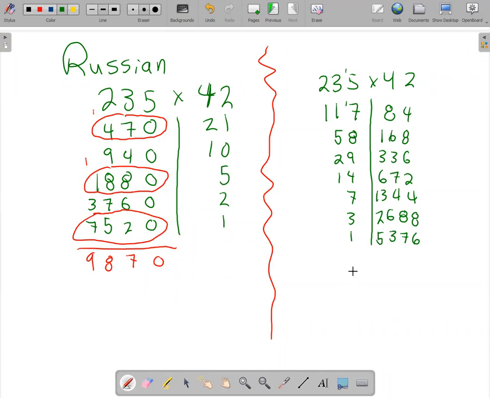I think I did this right. So once you have all the doubles, then you look for odd numbers in the half column. Now 235 is odd, so I need the 42. I need the 84. I need the 336. I need the 7. I need the 3. And I need the 1.